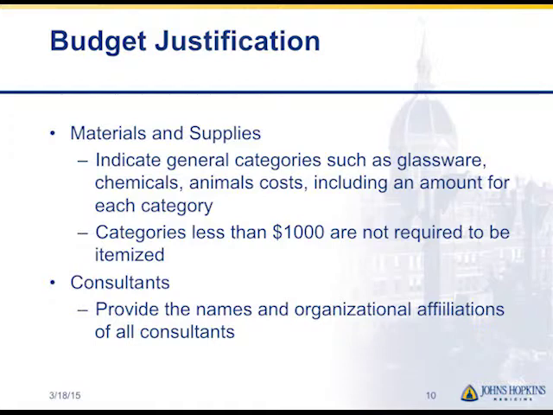Once your budget is finalized, it is important to go back and reread your budget justification. What we see is the budget justification is written while they still have a draft of the budget. There are changes in the budget, and then they're not going back to redo the amounts that are listed in their budget justification. Consultants usually provide the names and organizational affiliations of all the consultants listed on your project.